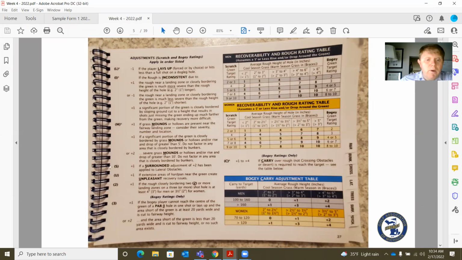And then the one thing we didn't talk about is there's also a +2 adjustment, and that's if we have severe grass mounds or hollows and/or rise and drop.